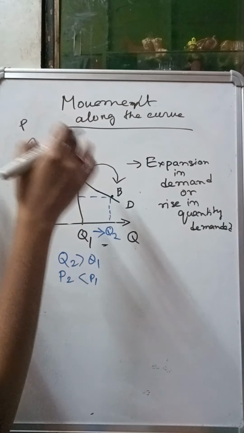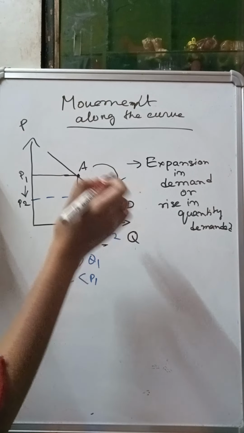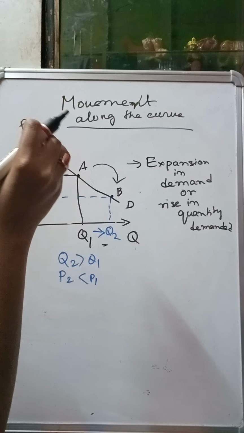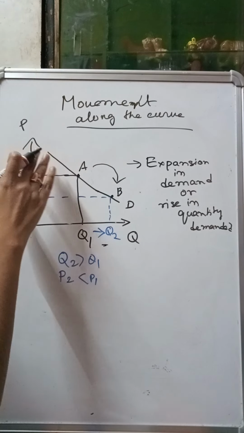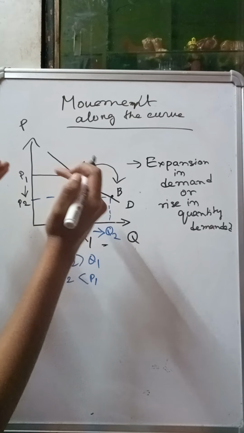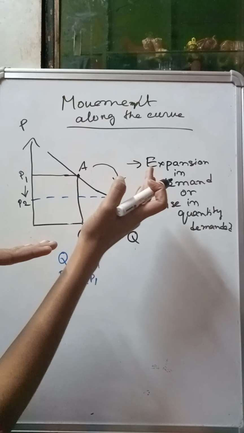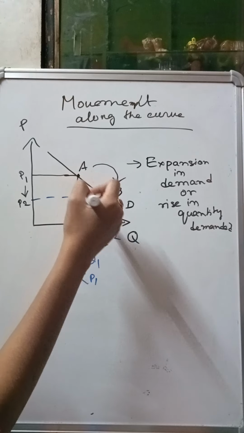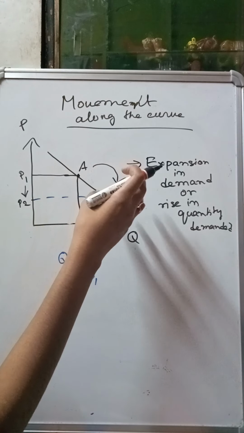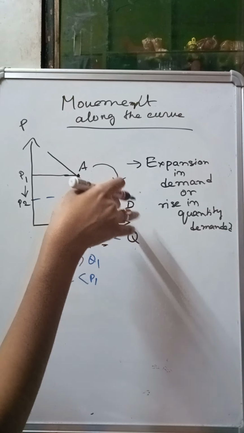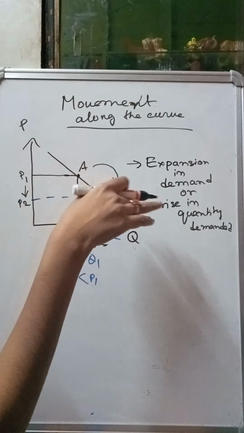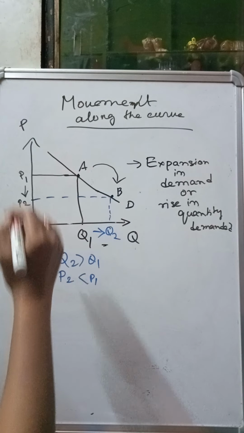Now why am I saying movement along the curve? Because my demand is still within this curve. It is not shifting out of the curve. Okay, it is not going somewhere outside the curve. It is on the curve only. So that's why we call it movement along the curve.